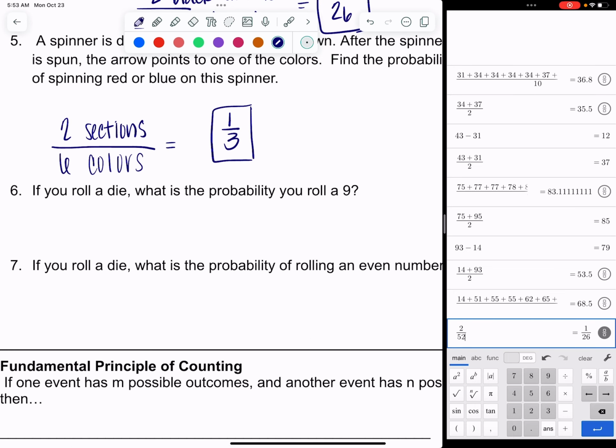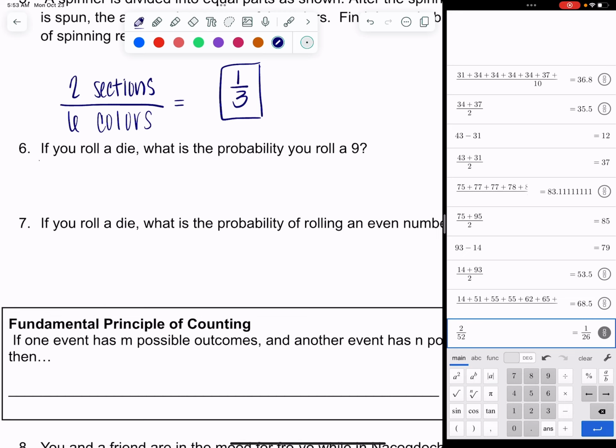Now we're going to roll a die. What is the probability you roll a 9? Well, we talked about a die before. We said our sample space was 1, 2, 3, 4, 5, or 6. Do you see a 9 in there? I don't see a 9 in there. Well, if you don't see a 9 in our list of possibilities, that means the probability of rolling a 9 is a big fat 0. And that's okay.